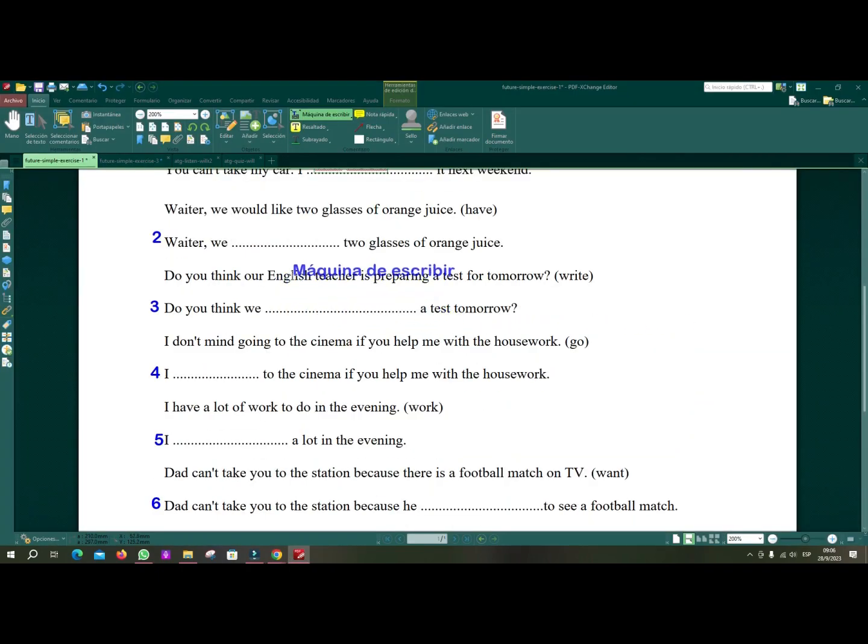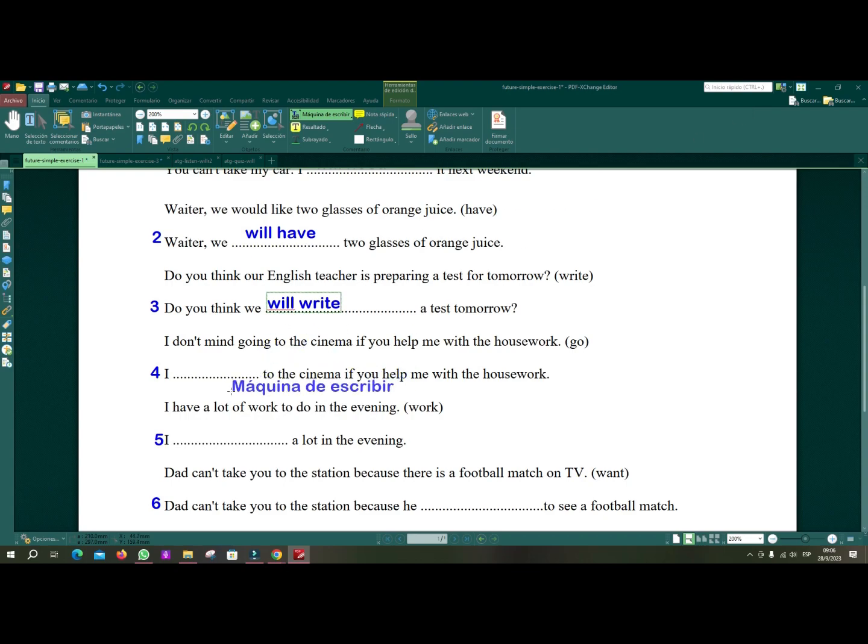It says, waiter, we would like 2 glasses of orange juice. Have. Waiter, which could be this one? We have. We'll have, right? Will we have 2 glasses of orange juice? Perfect. Do you think our English teacher is preparing a test for tomorrow? Right. Do you think we will, right, excellent. We'll write a test tomorrow?